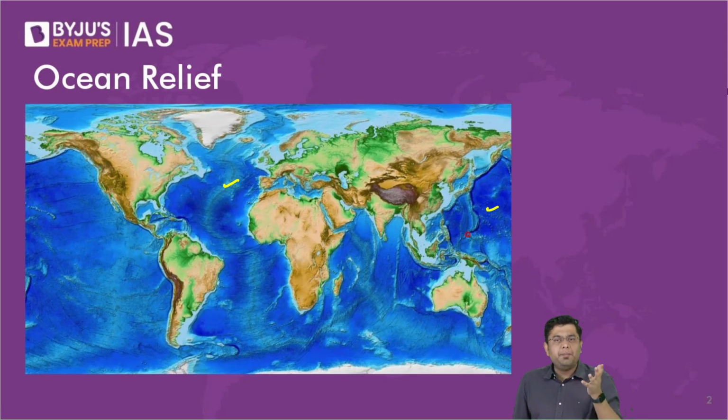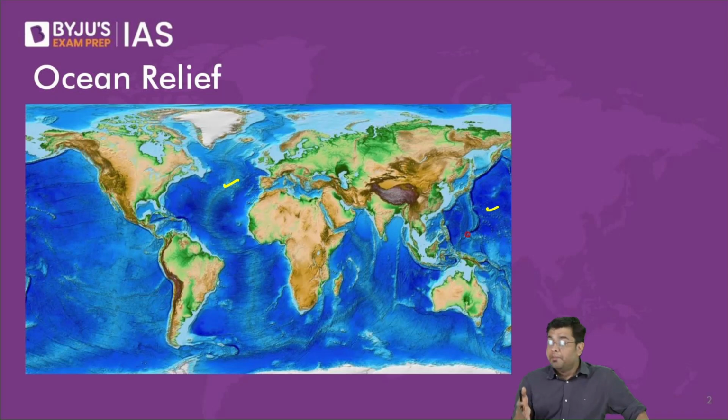On an average, the depth of the ocean bottom is supposed to be somewhere between 3 to 6 kilometers from the surface. I will repeat. On an average, the depth of the oceanic bottom is close to around 3 to 6 kilometers from the surface. So that much depth of water is present on an average. You have the oceanic trenches as well, where the depth can go to the extent of 10 and a half kilometers below the sea level.